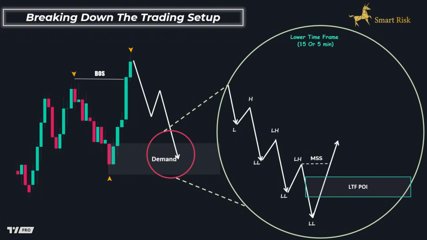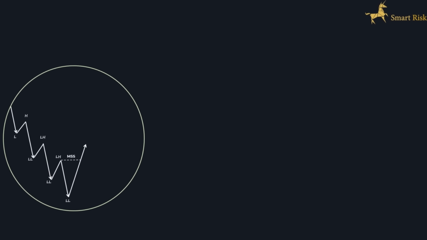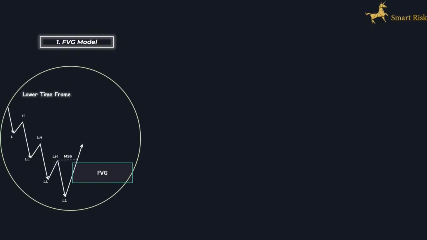Each method has its own pros and cons: the classic fair value gap model, the mitigation block, and the breaker block. These areas often act like magnets, attracting price to retrace into them before continuing upward. So, in the first entry method, once price taps into the higher time frame supply or demand zone and forms a market structure shift on the lower time frame, we then look for a bullish fair value gap that forms within that market structure shift leg. That's where we open a buy position on the lower time frame.